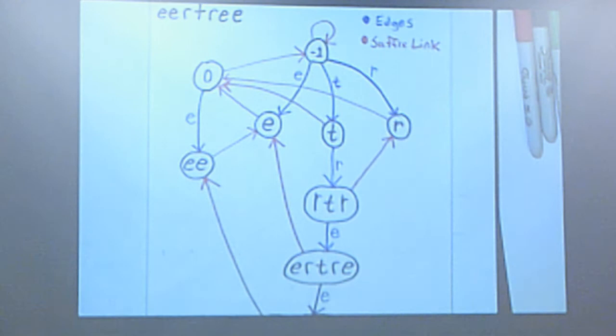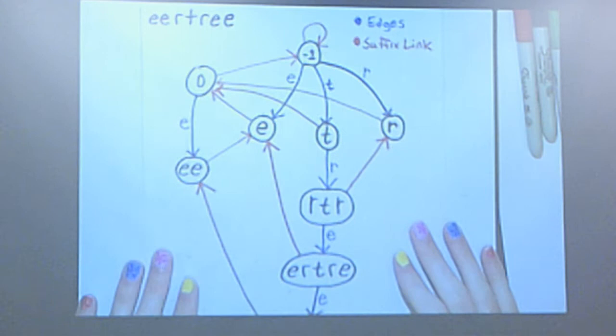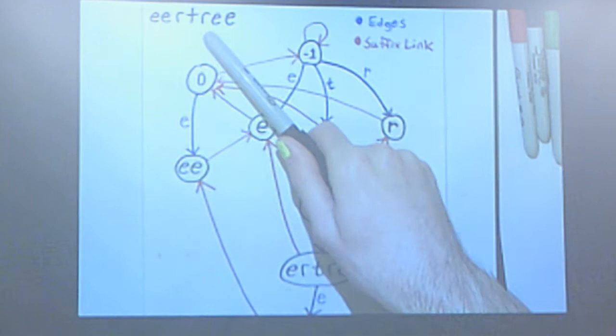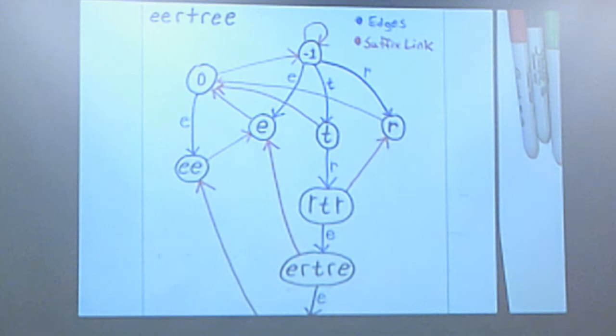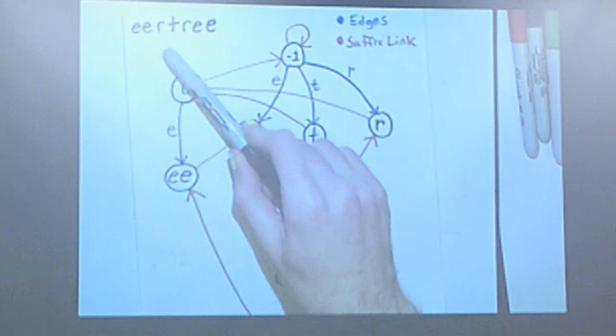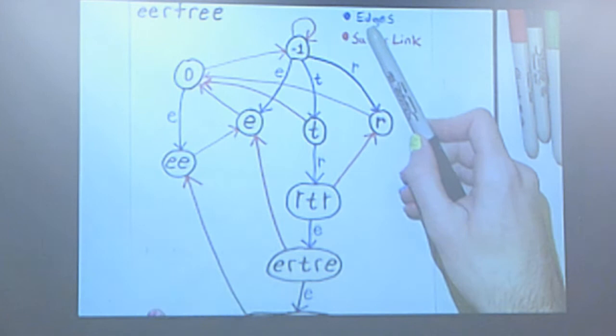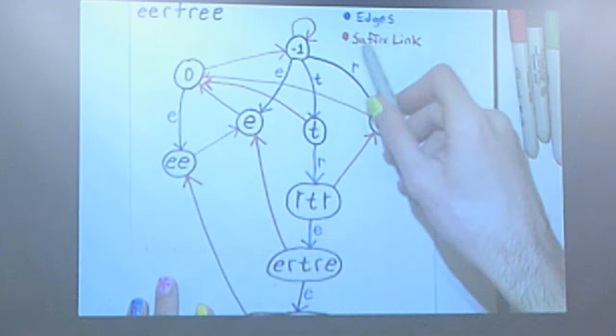First, I'll go over what an Eertree would look like. This is what the graph would look like for the word Eertree. Each node in the Eertree represents a unique palindrome that appears in this string. We have two types of edges in the standard Eertree: edges, and suffix links.